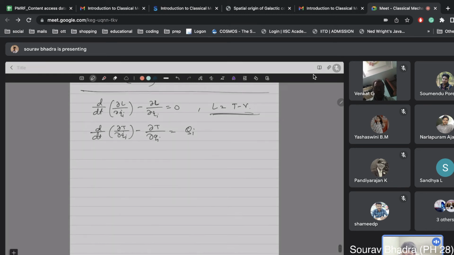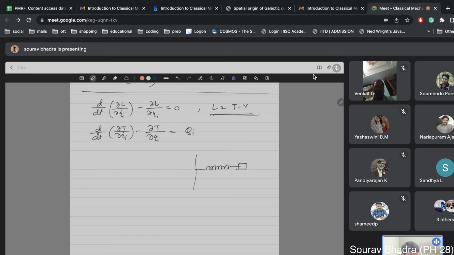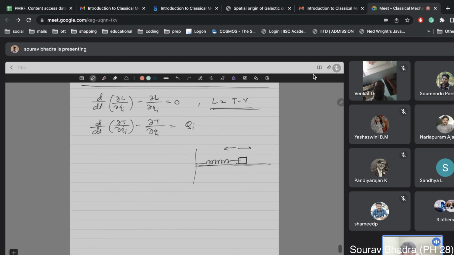Now let us do a very simple problem: a system with a mass connected to a spring, on a frictionless surface. It can move only in this direction and in this direction. In this problem we will use the Lagrange equation, and as the plane is frictionless, there is no external force here.